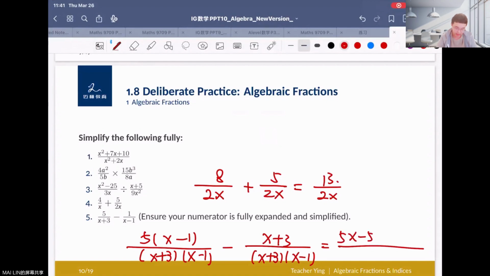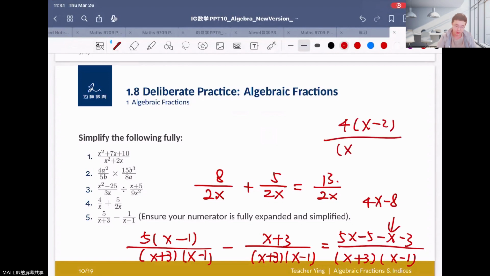And then you can try to make them cancel with each other. That is 5x minus 5 minus x minus 3, okay? And you can find the denominator is x plus 3 times x minus 1, right? So the numerator is 4x minus 8, right? Okay, that is 4x minus 8. Also, you can simplify it as 4 times x minus 2 over x plus 3 times x minus 1. That's our final answer, okay?